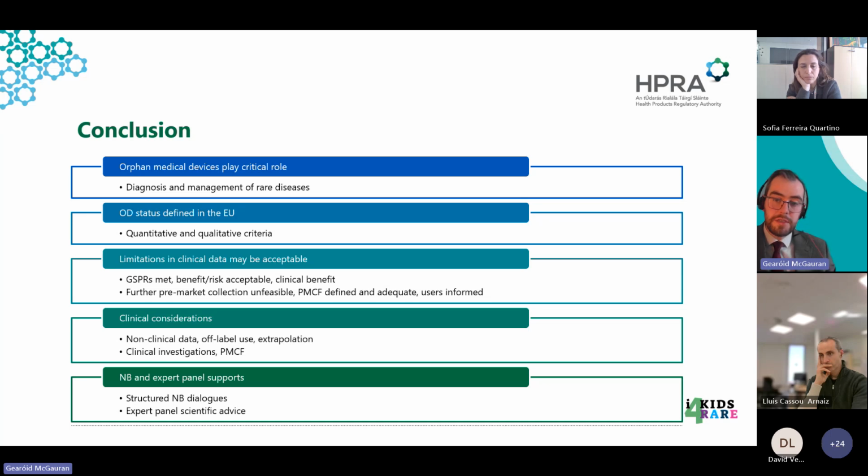Other clinical investigations for orphan device manufacturers to consider include the role of non-clinical data, off-label use data for legacy devices, and the extrapolation of data for orphan indications. Guidance is also given on designing and conducting pre- and post-market clinical investigations. Finally, we've outlined how notified bodies and expert panels can interact with orphan device manufacturers to provide support and advice, including structured notified body dialogues and expert panel scientific advice and opinions.